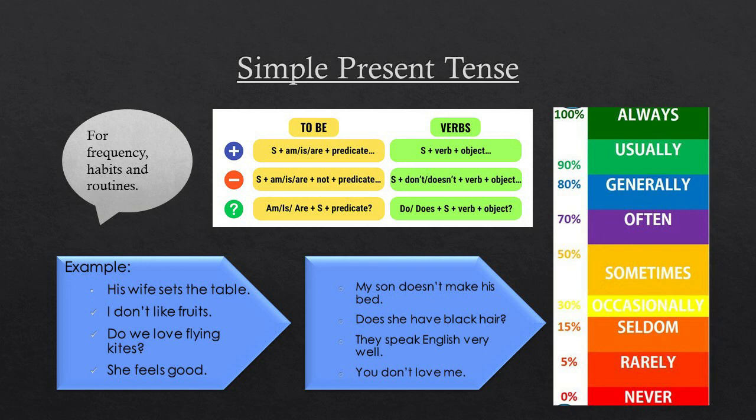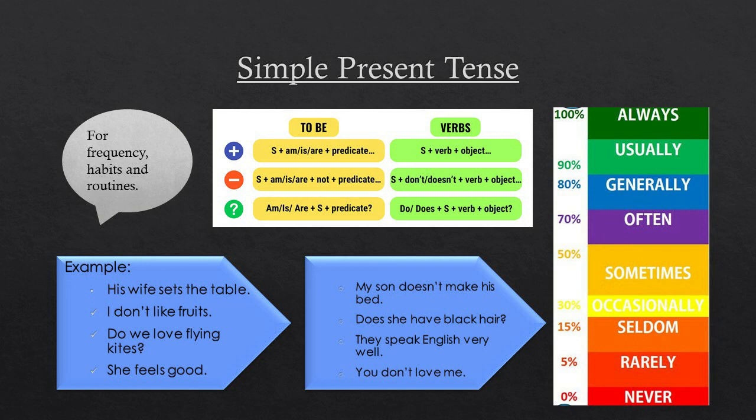For example, it could be like I always eat my breakfast at 7 a.m. Or also we have usually, generally, often, sometimes, occasionally, seldom, rarely, and never, right? Never is, for example, when we are talking about some things that we don't do, right? For example, I never watch horror movies, or I never watch love movies or something like that, right?